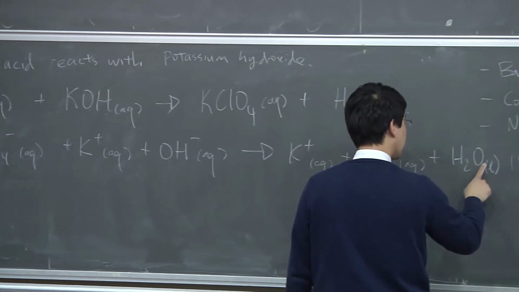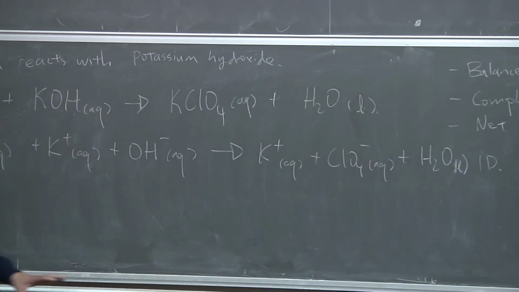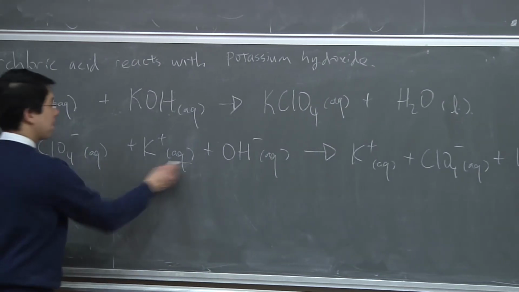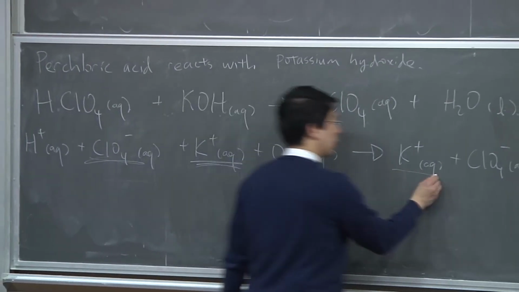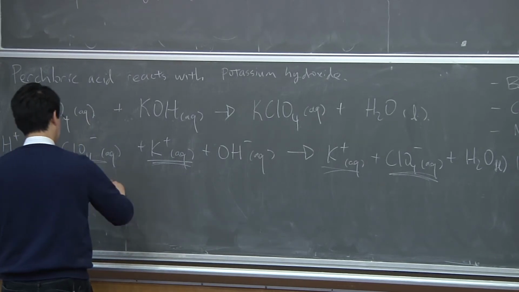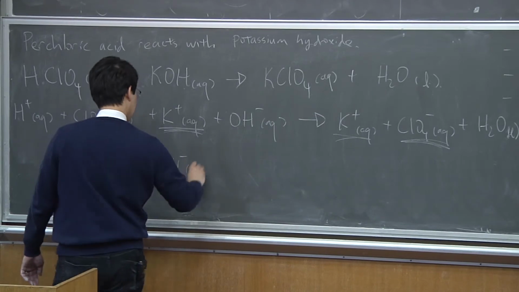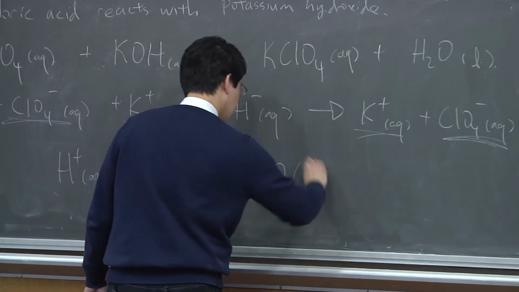Right? This is kind of like your precipitate. It doesn't appreciably dissociate. And so what are your spectators? Your spectators are potassium and perchlorate. And your net is going to be H plus and OH minus gives you H2O liquid.